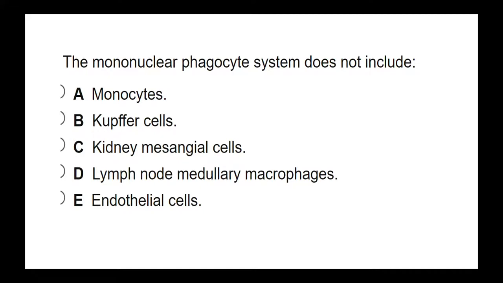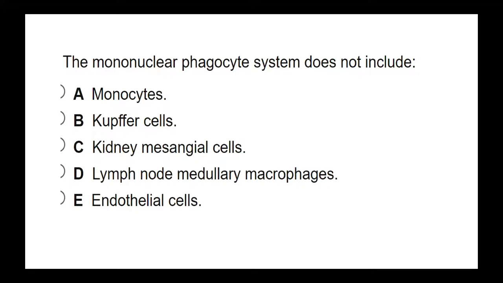So they are asking you, the mononuclear phagocyte system does not include. Monocyte tells you it's mononuclear, so that's not true. They are also part of the mononuclear system. E, sure, because endothelial cells have nothing to do with the mononuclear phagocytic system, because they are just in the endothelium, like in the blood vessel endothelium or somewhere.